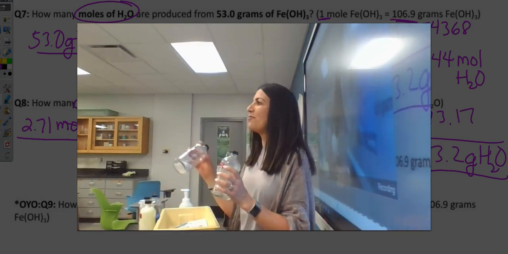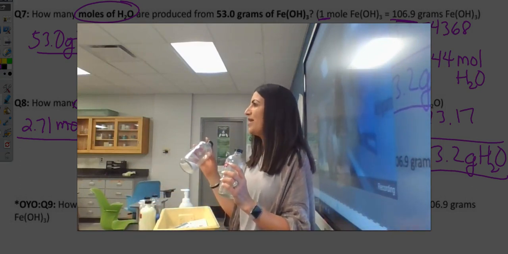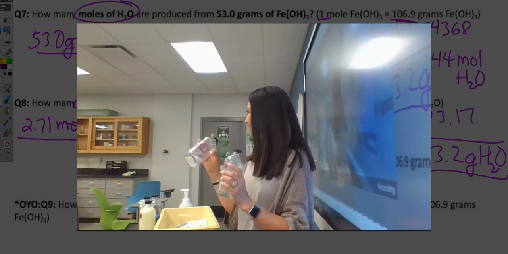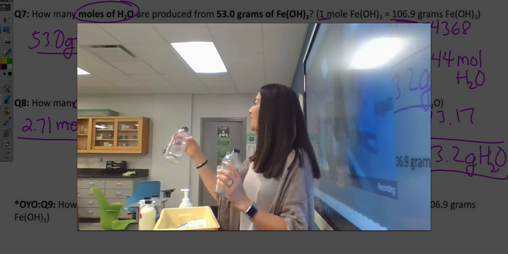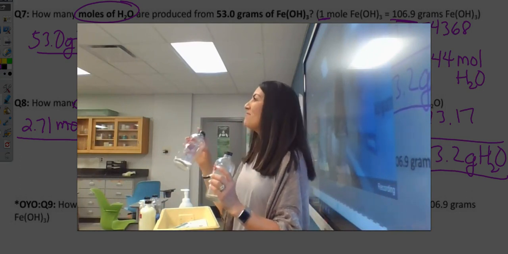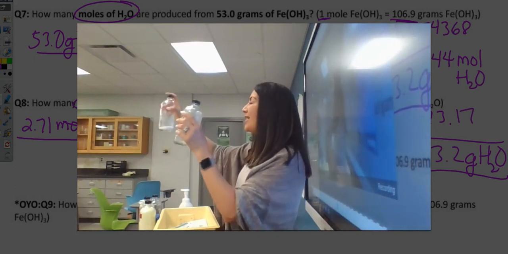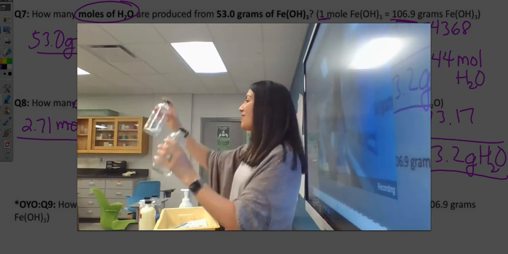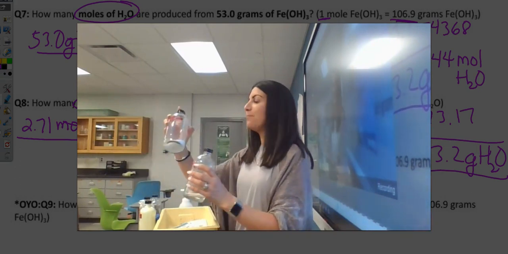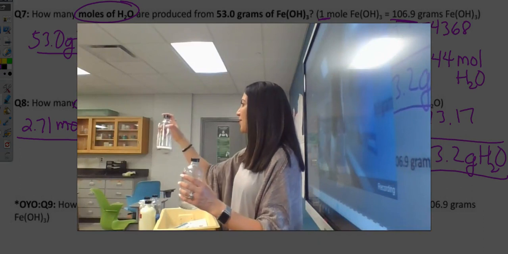On the count of 3, what did we say the number of particles is? 1, 2, 3? It's 6.02 times 10 to the 23rd. Everybody, what is that number? 6.02 times 10 to the 23rd. That's how many of these I have inside here. And the way that I weighed these out is simply by adding up the numbers from the periodic table.